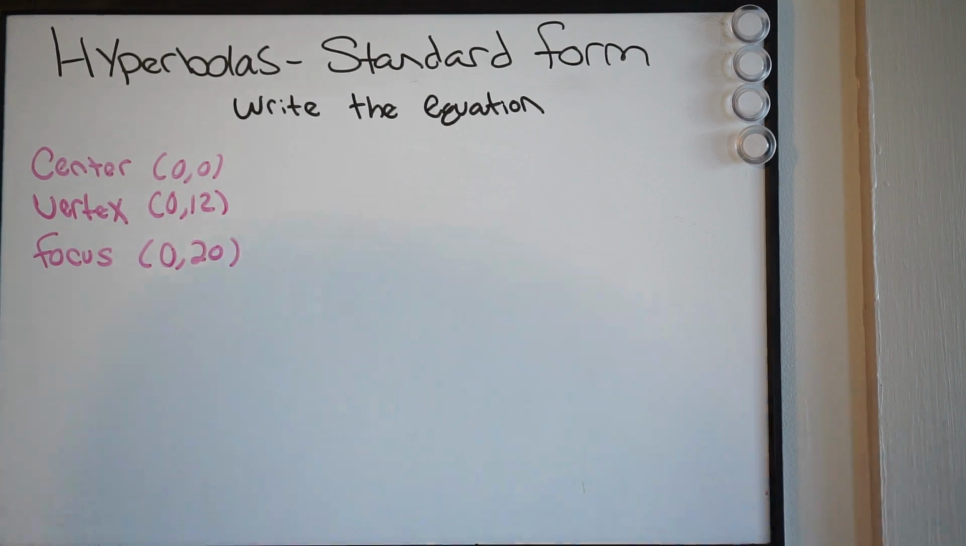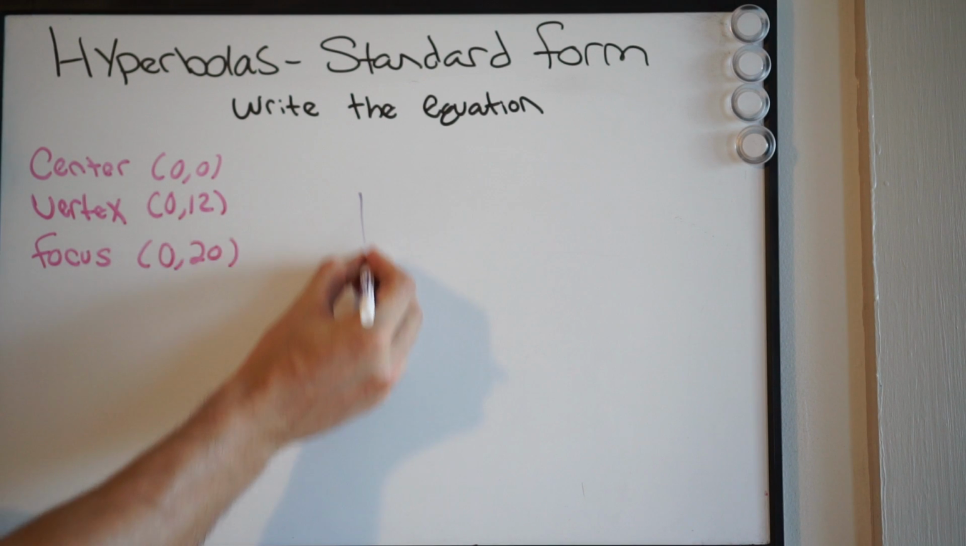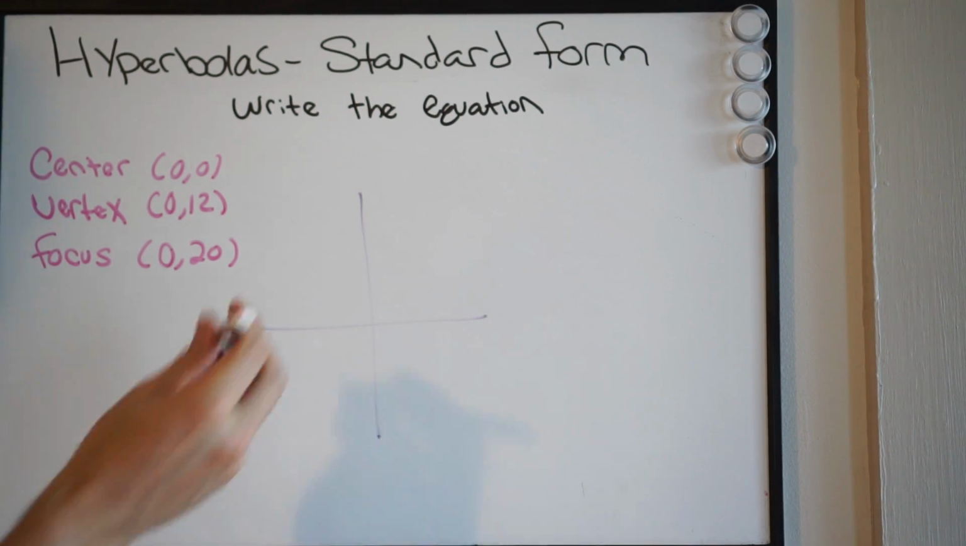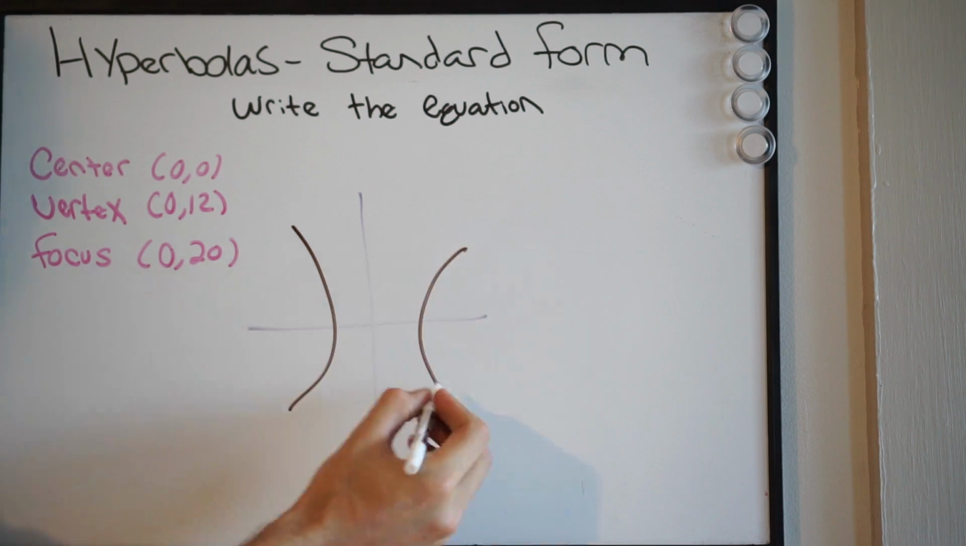Alright guys, so we're going to continue on with hyperbolas, and what we need to do here is write the equation of this particular hyperbola in standard form. The first thing we need to do is identify if we're dealing with a horizontal or a vertical hyperbola. Now let's do a little bit of review. A horizontal hyperbola will look something like this. So we'll have our grid, and we'll have something that looks like this.